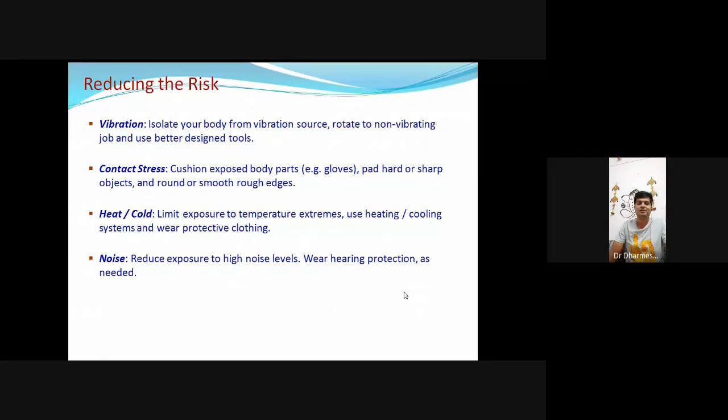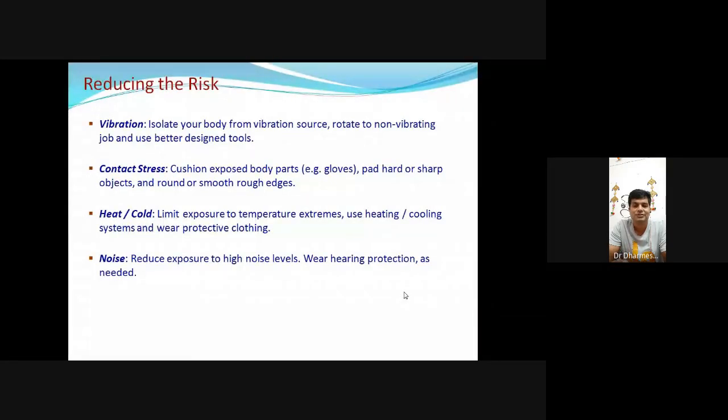The second thing is contact stress. How can we reduce contact stress? Cushion exposed body parts, wrap wide hand or sharp objects, and round or smooth rough edges. Whatever kind of object we are holding, we need to wear handy clothes and consider the task. And second come factors like heat and cold: limit exposure to temperature extremes, use heating or cooling systems, and wear protective clothing.